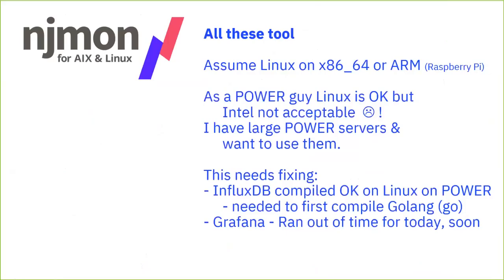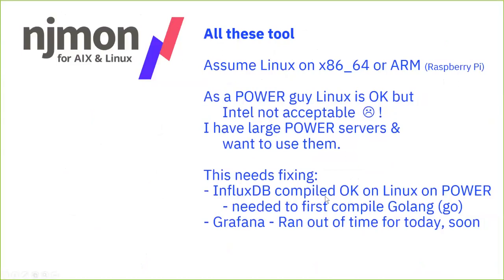Right, now all of these tools tend to assume you're using Linux on x86-64 or ARM, Raspberry Pi. Some of them have an ARM code that you download. Now for the Power guys, Linux is okay, we can do that. Intel is not acceptable. For my example, I have two little old 8-year-old Intel boxes running at 2.4 gigahertz that I have been using initially. But I've got some massive great Power boxes with plenty of horsepower and bandwidth and disks that I'd much rather use. But at the moment, the websites don't have a download compiled for the Power processor. So obviously that needs fixing.